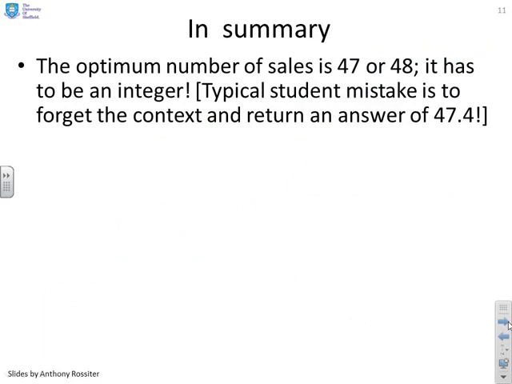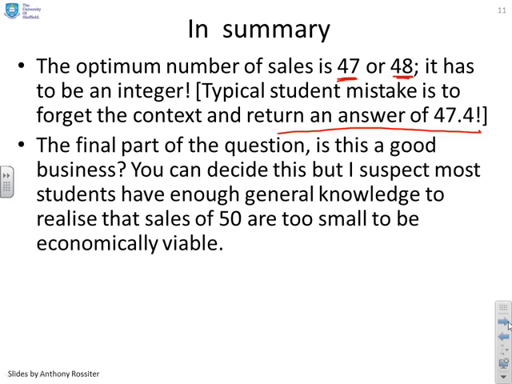Now, clearly the optimum number of sales must be 47 or 48 because it has to be an integer. A typical student mistake is to think, oh, the answer is 47.4, and just write it down. Clearly you can't sell a fraction of an item. That's a bit of nonsense. Now the final part of the question: is this a good business? That's the question you were really asked.